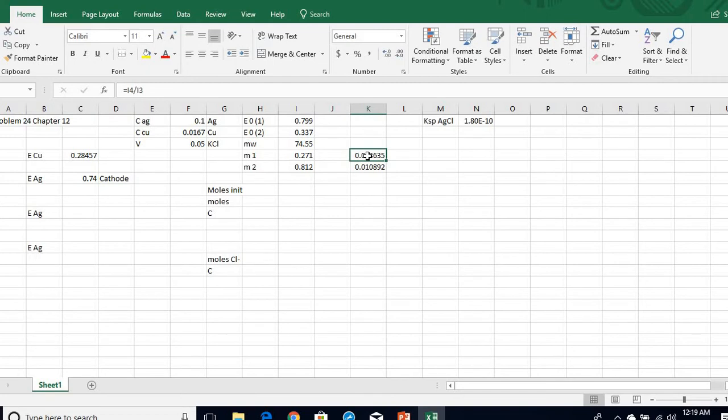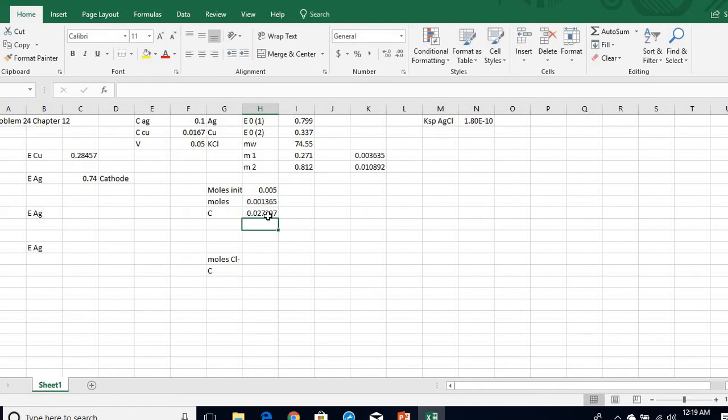So the number of moles of Cl minus added is going to be the mass divided by the molar mass that we have here, and the initial number of moles of silver will be the volume times the concentration of silver. So the number of moles of silver remaining will be equal to the initial minus what will react with the Cl minus. So that's how much silver we're going to have in the solution. So the new concentration will be the number of moles divided by the volume.